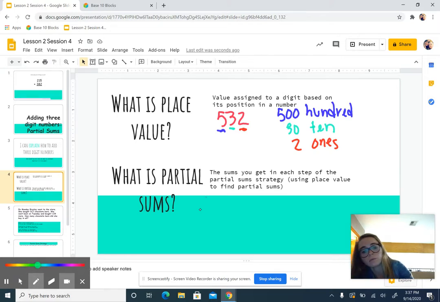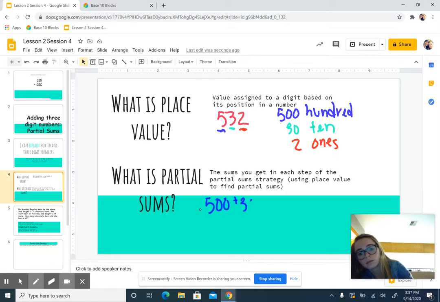So when we are using partial sums, we are going to be adding. So we do 500 plus 30 plus 2. Using the partial sum strategy, we just break apart the number into its different place values. So we have 5 for 500, 3 for 3 tens, which is 30, and 2 ones.